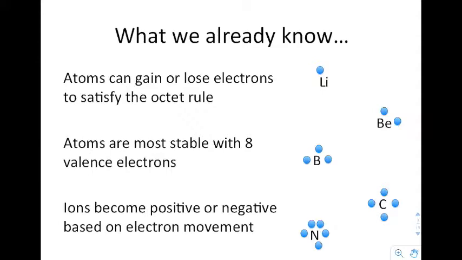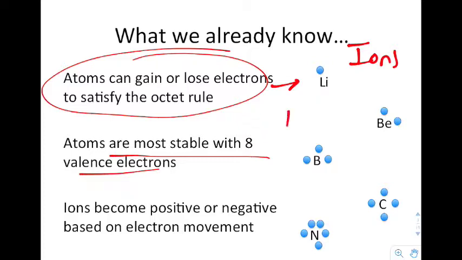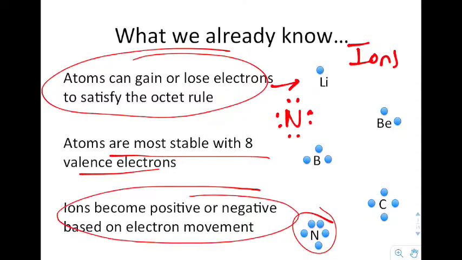So here's what we already know. We already know that atoms can gain or lose electrons to satisfy the octet rule, and we said it can create things that we call ions. We also know that atoms are stable with 8 valence electrons. So, for example, nitrogen doesn't really want to be this, it really wants to be this with 8 valence electrons around it. We know that ions become positive or negative based on electron movement. If you remove electrons, something becomes positive. If you add electrons, it becomes negative.